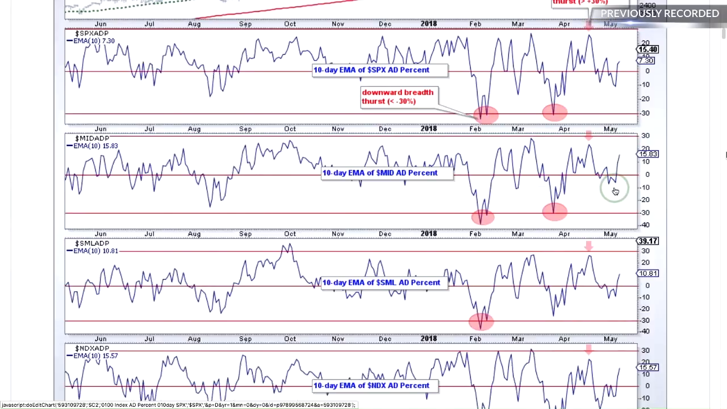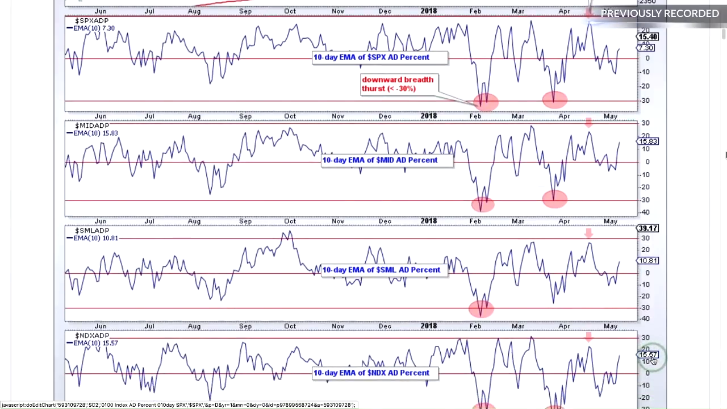Now, one other item, you can see that the actual value is there on the right because I'm displaying the value of the 10-day EMA with the y-axis there. So we got 7% for the S&P 500, mid caps 15.83, small caps 10.81, and the NASDAQ 100 15.57. So the leaders over the last 2 days would be mid caps and large cap technology.